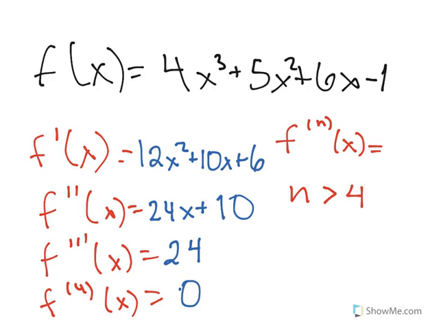And so we know that getting the derivative of a constant will always give you 0. And so getting the derivative of 0, it doesn't matter how many times, you will always get 0. And so we can generalize that f to the n of x, as long as n is greater than 4, is just 0.